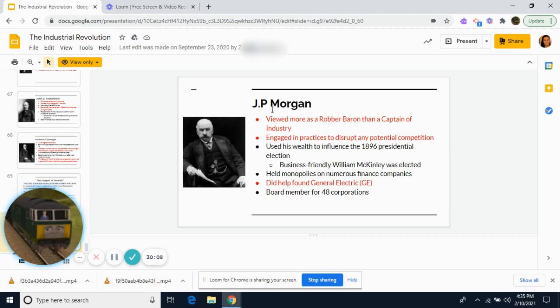All right, that's about it for this page. J.P. Morgan was viewed more as a robber baron than a captain of industry, engaged in practices to disrupt any potential competition. He used his wealth to influence the 1896 presidential election. Business-friendly William McKinley was elected. He held monopolies on numerous companies, helped found General Electric (GE), and sat on the boards of 48 corporations. All right, next assignment, probably the last.